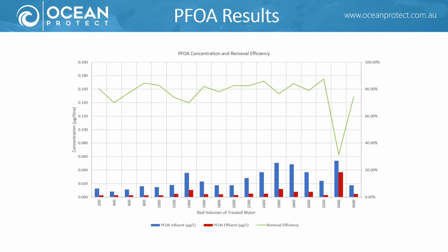The sample at 3,400 bed volumes appears to be an outlier, with the effluent concentration 9 times above the average effluent concentration across all other samples. In addition, the performance resumes at similar removal efficiencies at the sample 3,600 bed volumes to prior results. Continued monitoring of further bed volumes will determine if this was a breakthrough of PFOA or an outlier sample.